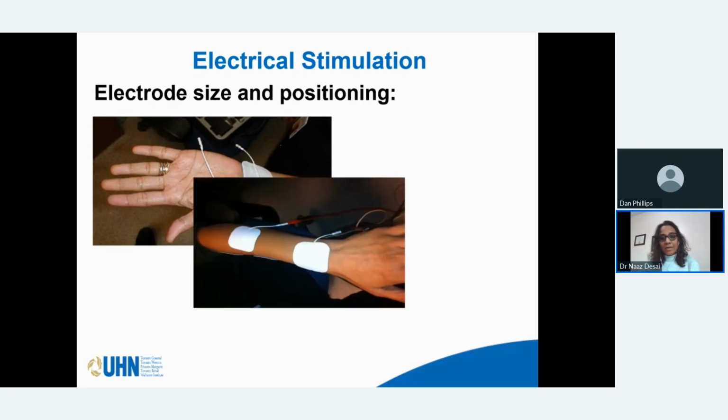Whereas in this case, the goal is to stimulate the wrist and finger extensors. And we are stimulating the dorsal aspect of the forearm. Because it is a larger muscle and we want a group muscle movement, it is okay to use a larger electrode in this particular case.